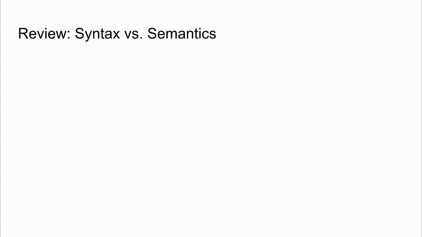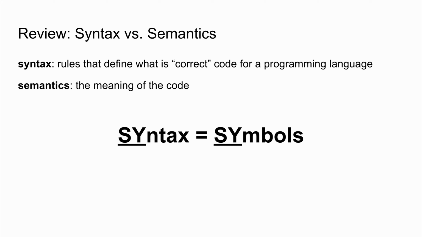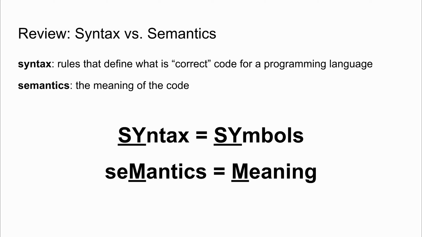Hey class, today I will be teaching you about concrete and abstract syntax. First, let's do some review of syntax and semantics. Recall that syntax is the rules that define what is correct code for a programming language, and semantics is the meaning of the code. I like to remember this by remembering that syntax is symbols and semantics is meaning.